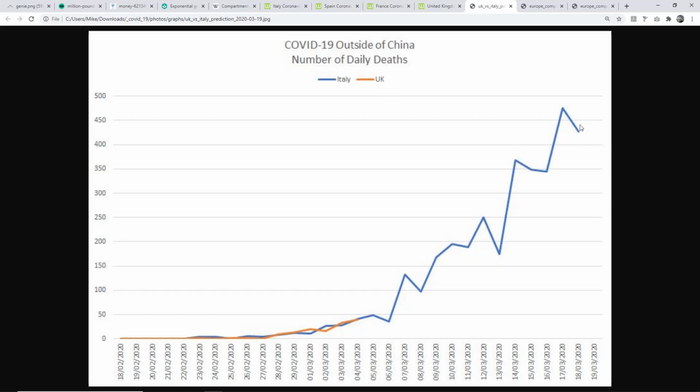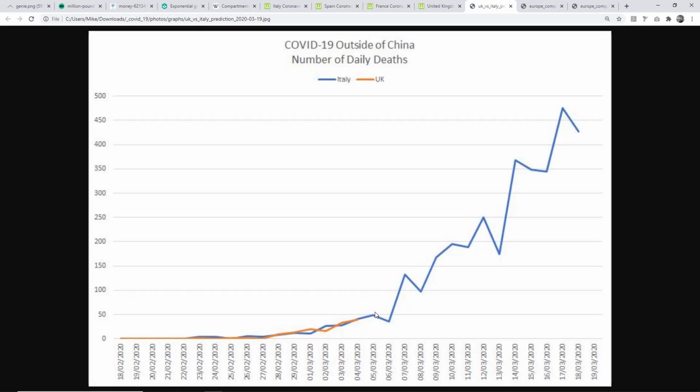Whilst Italy was seeing about 450 deaths per day at the 19th of March, back in the UK we were seeing about 45 or so deaths. It was simply lagging behind Italy by the 14 days that I mentioned.